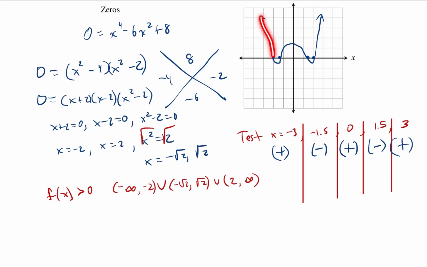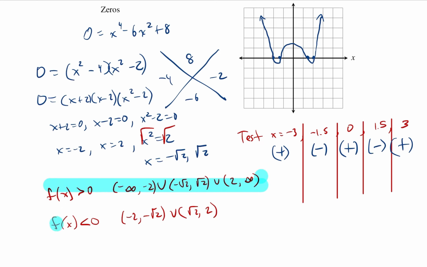So we got this interval, and this interval. And then the function is negative here and here. So those two intervals would be written as -2 to negative radical 2, union radical 2 to 2. And that's the final answer. Notice that the intervals are always open parentheses for all of these. You would never use square brackets for intervals of positive and negative functions.